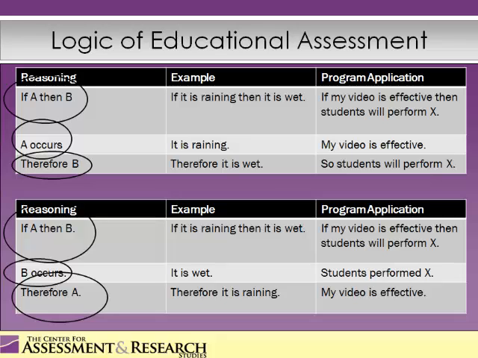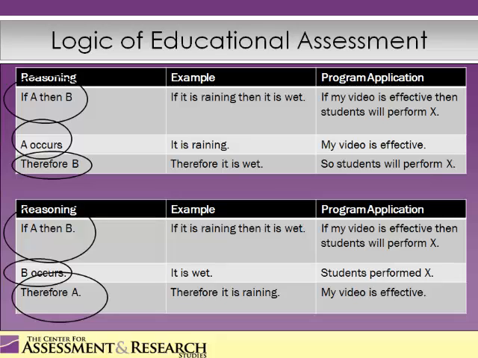And this is obviously absurd, right? But it can be deceptively appealing when we think about this with a program. So if we were to say, if my video is effective, then students will perform X. Students indeed performed X, so my video must be effective. This is a fallacious form of reasoning and something that we should avoid.